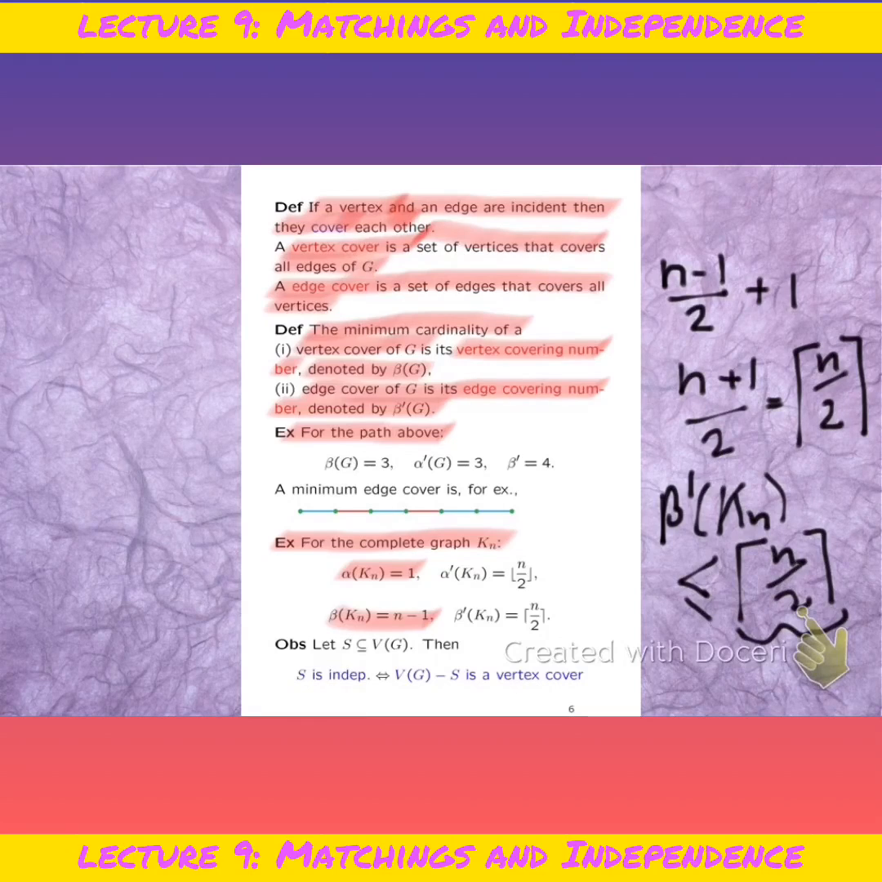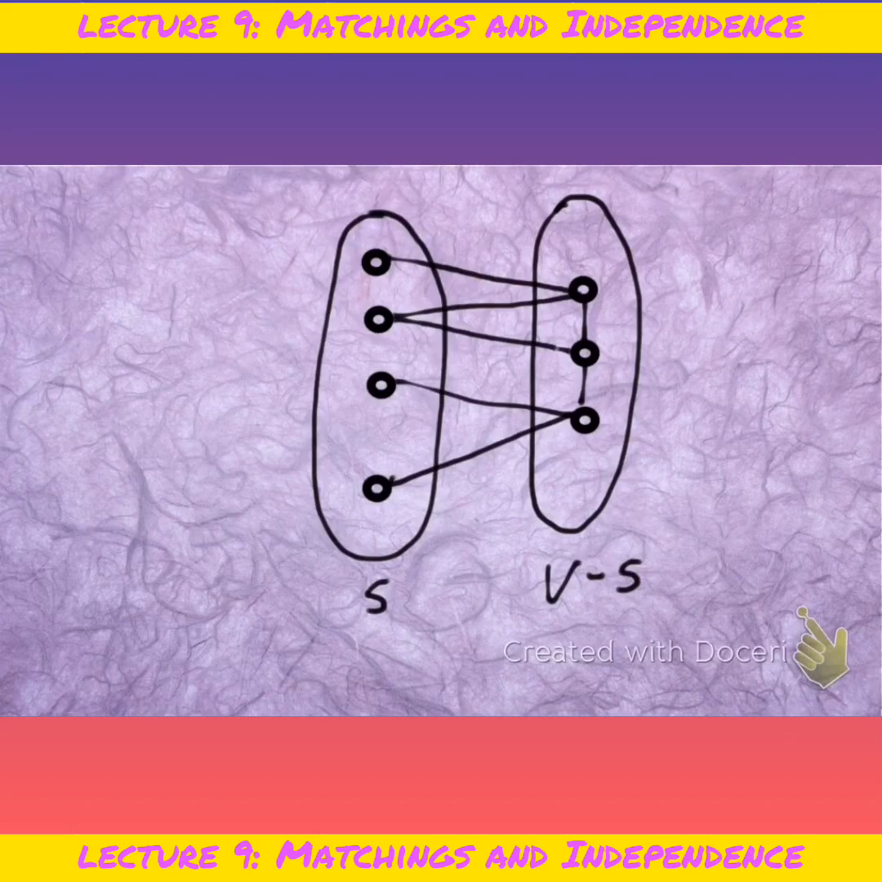Okay, the next result here is this observation, and that is the observation that a given set S is independent if and only if the complement of this set is a vertex cover. So for argument's sake, let's assume that S is independent, and let's quickly then prove that the complement is a vertex cover. Okay, so let's assume S is an independent set, and we want to now show that the complement is a vertex cover.